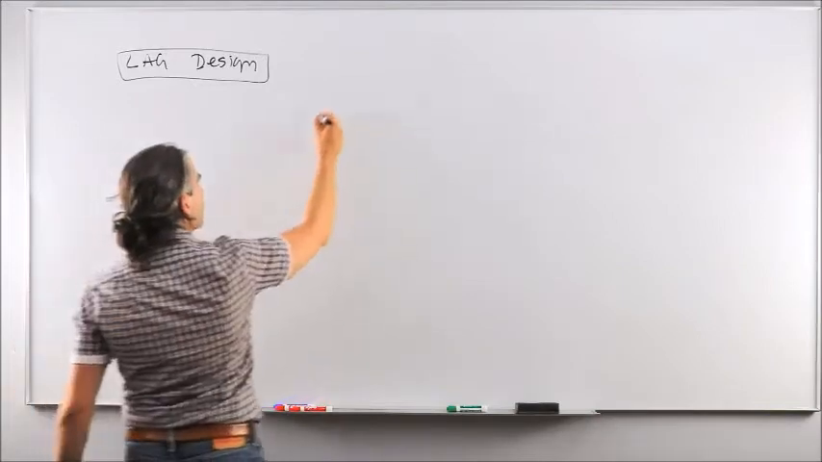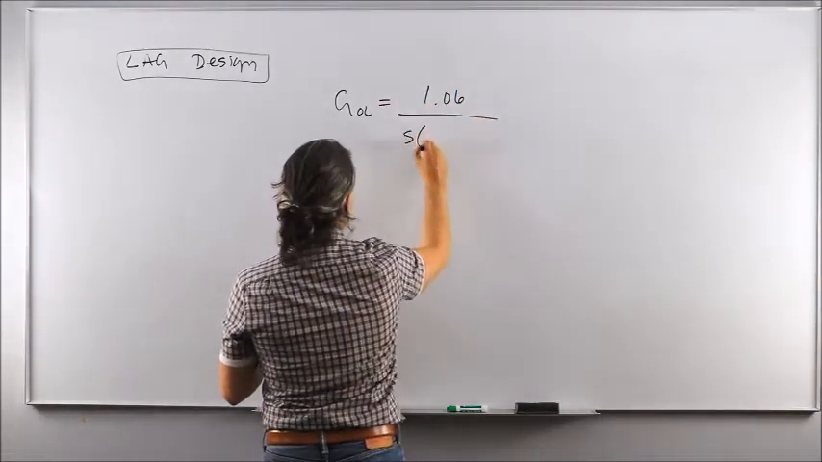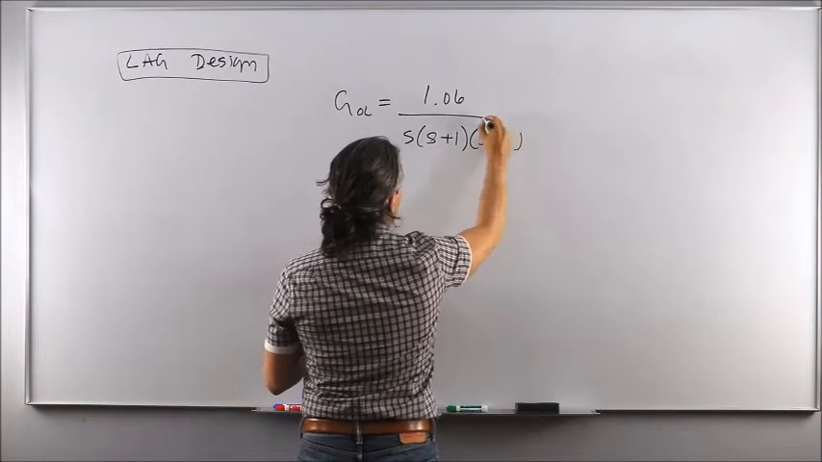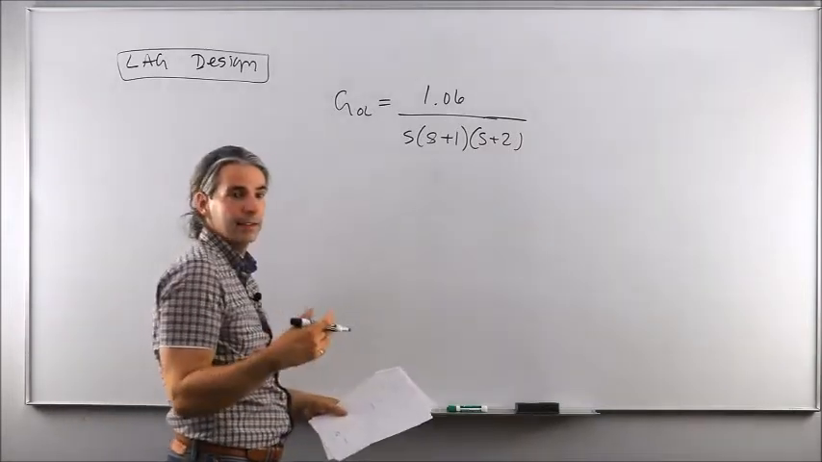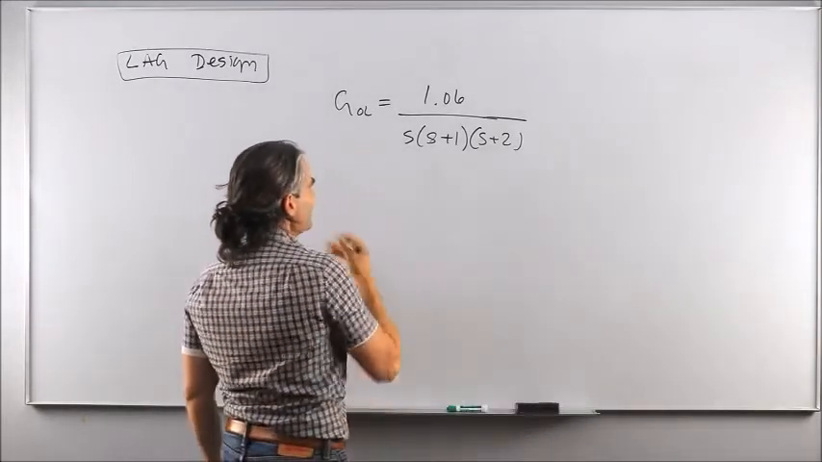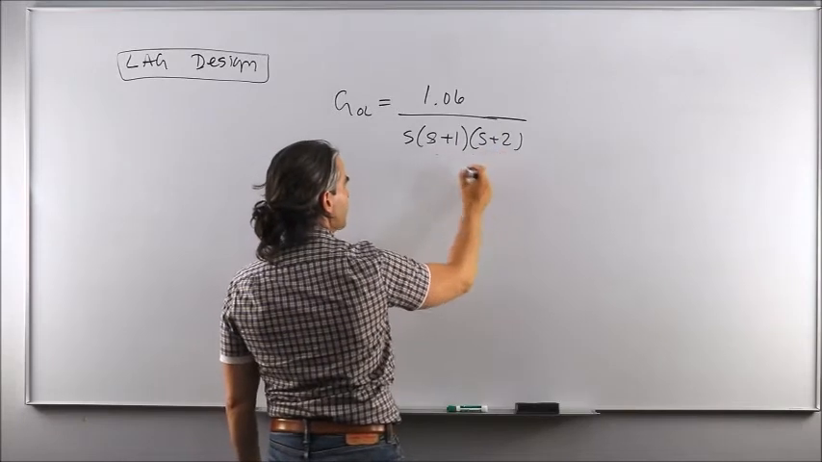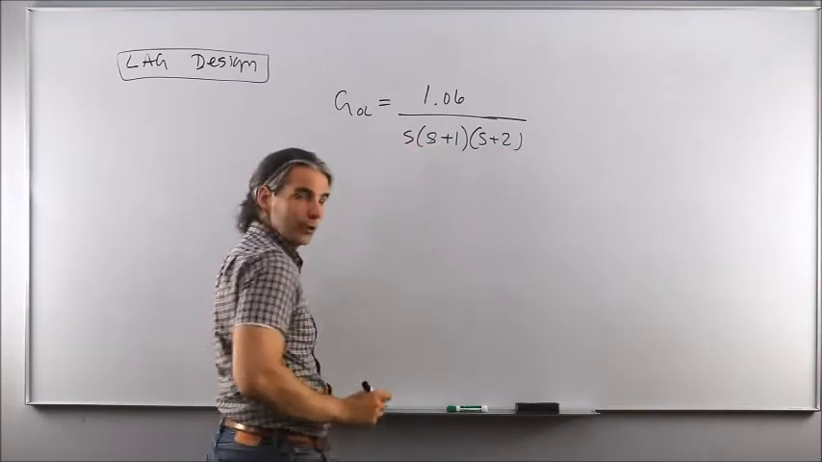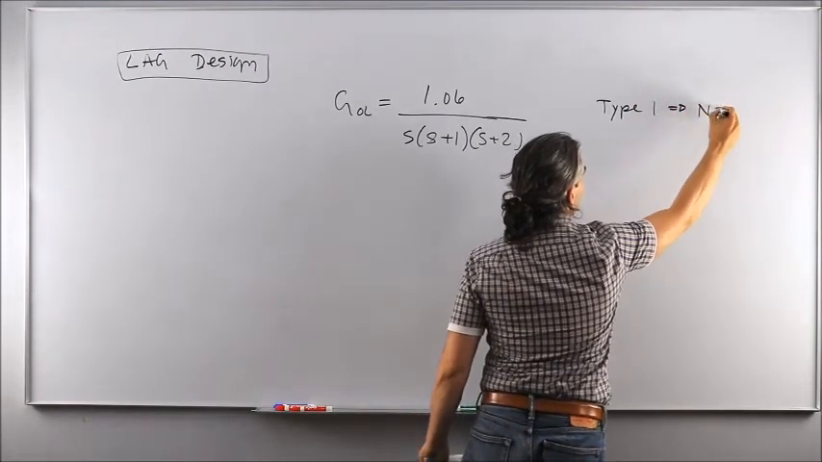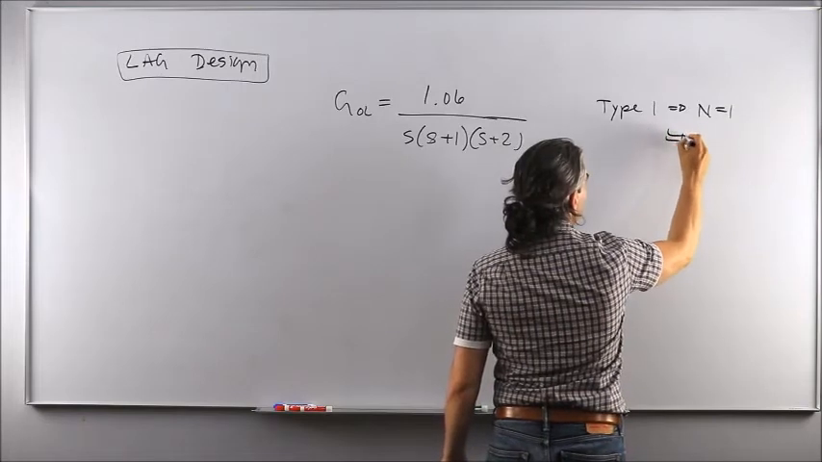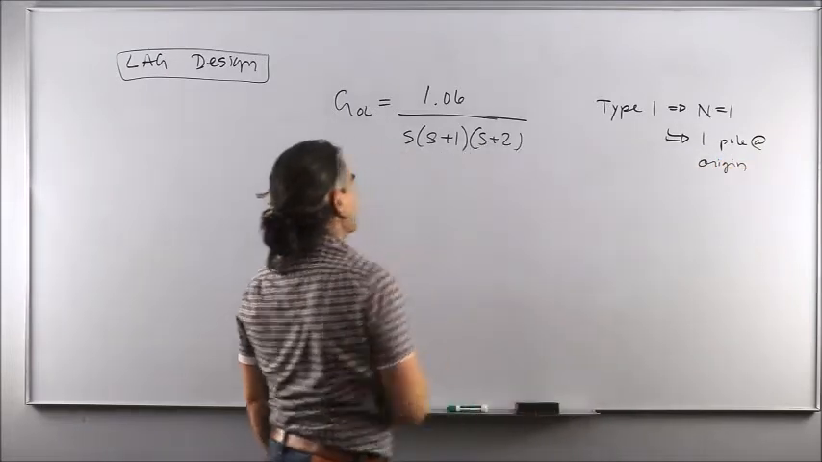Okay? So here we're starting off with G open loop equal to 1.06 over S times (S plus 1) times (S plus 2). For this open loop transfer function, I'm going to talk about steady state tracking error, ESS. Not ISS, ESS, okay? So let's start by discussing the type of this transfer function. If you look here, we have a pole at S equals minus 2, another pole at S equals minus 1, and one pole at the origin. So this is a type 1 transfer function, because capital N is equal to 1, which implies that we have one pole at the origin, or one integrator, 1 over S, okay?